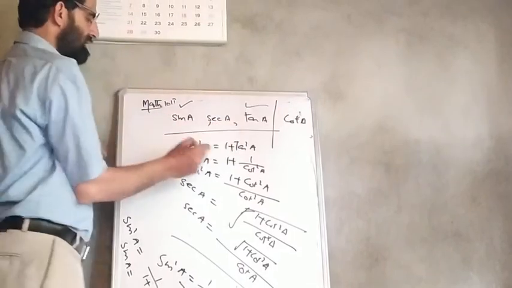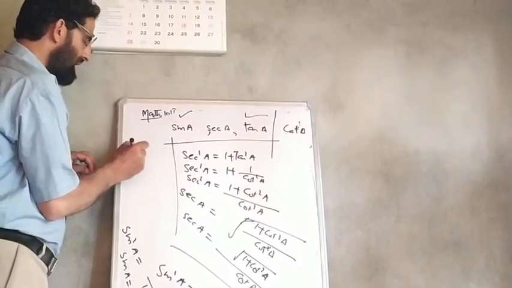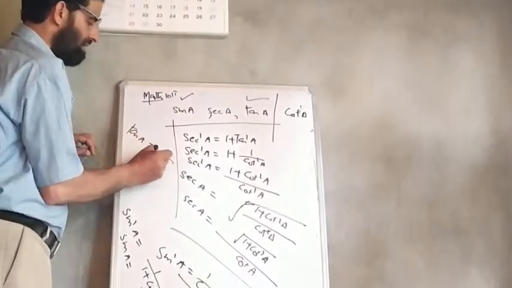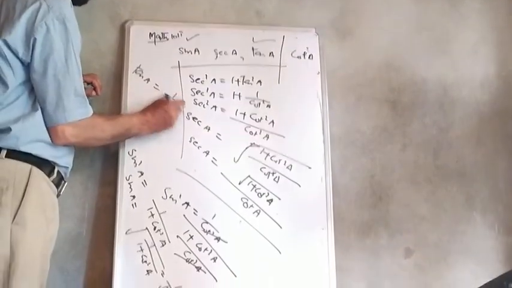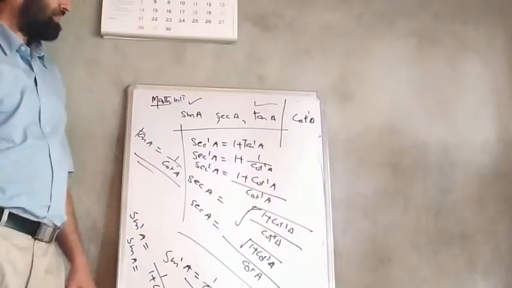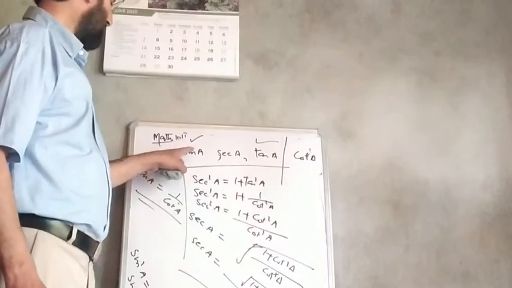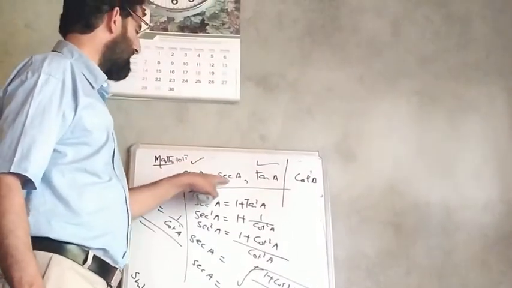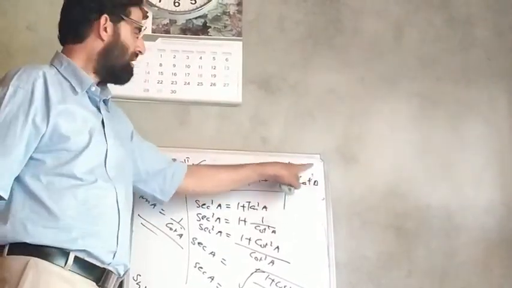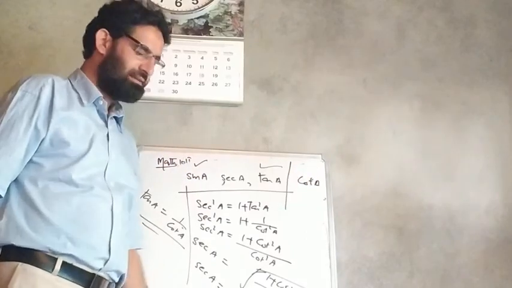And the last part is tan A. Tan A is simply 1 by cot A, that is it. So we have expressed sin A, sec A and tan A in terms of cot A. So this is very simple.